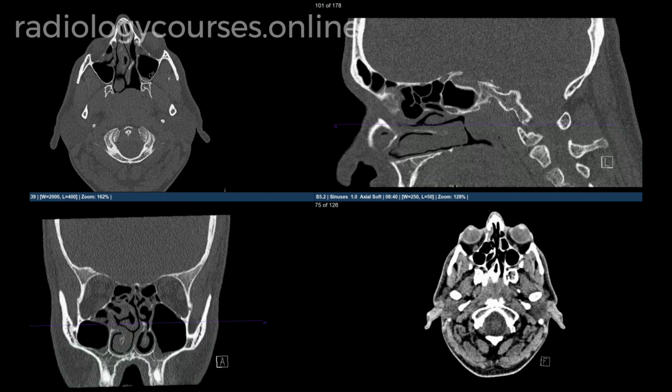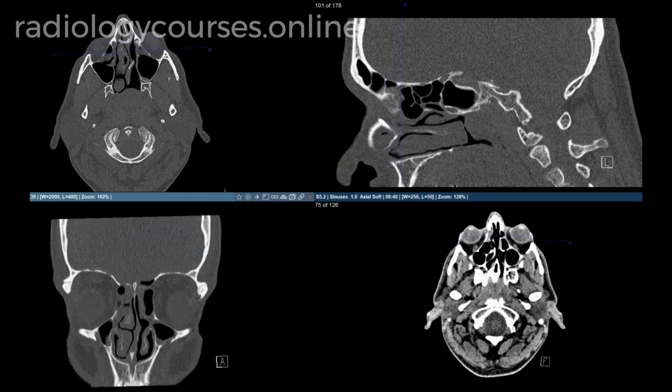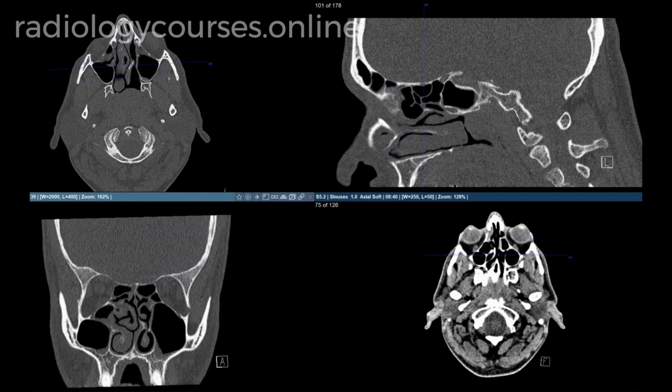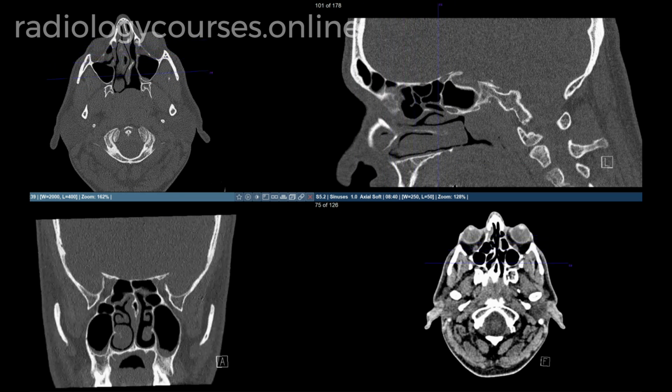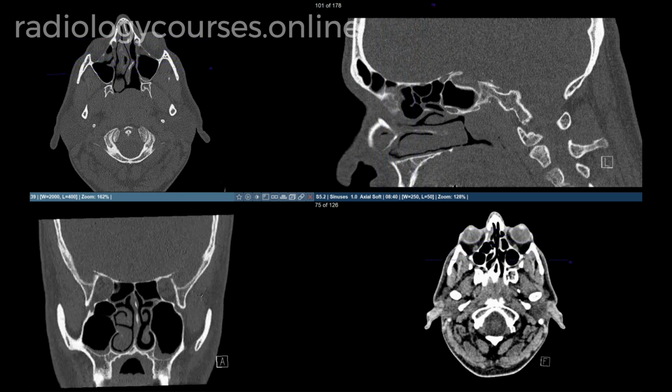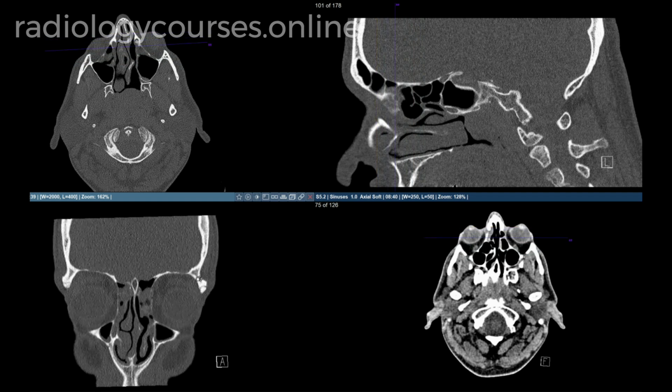Here we have a CT scan of the paranasal sinus in a 40-year-old with a history of nasal obstruction, sent by a primary care physician or general practitioner. What we see here is that in the paranasal sinuses there is mild mucosal thickening. The nasal cavity appears quite unremarkable. There is mild deviation of the nasal septum.